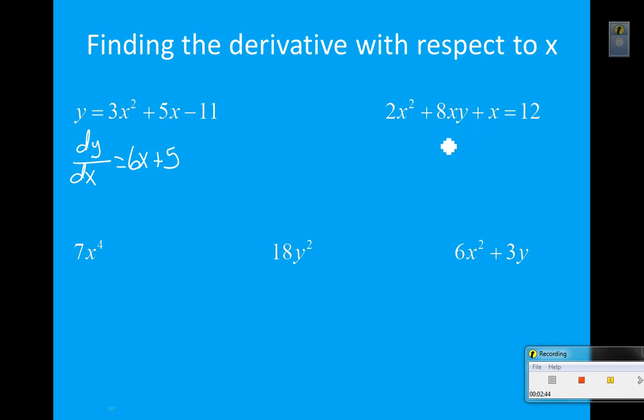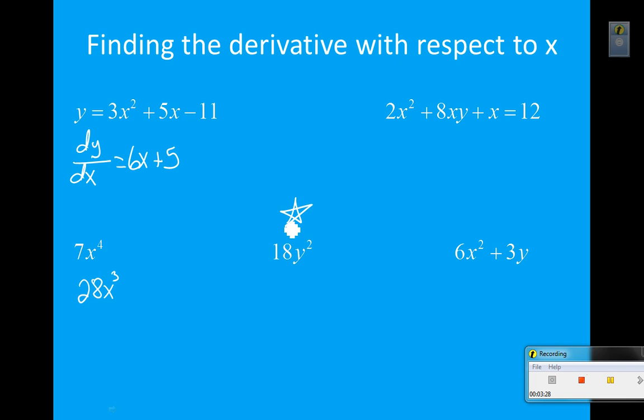Like if you solve this for y, you would get (12 minus 2x squared minus x) all over 8x. And then we would have to use the quotient rule to find that derivative. I have a better way I'm going to show you here in a little bit. So hang with me. Here's the main part of the day. If you find the derivative of something that has an x in it, it's just like what we've been doing. The derivative of 7x to the fourth is going to be 28x to the third. So nothing new there. Here comes the new part, though.